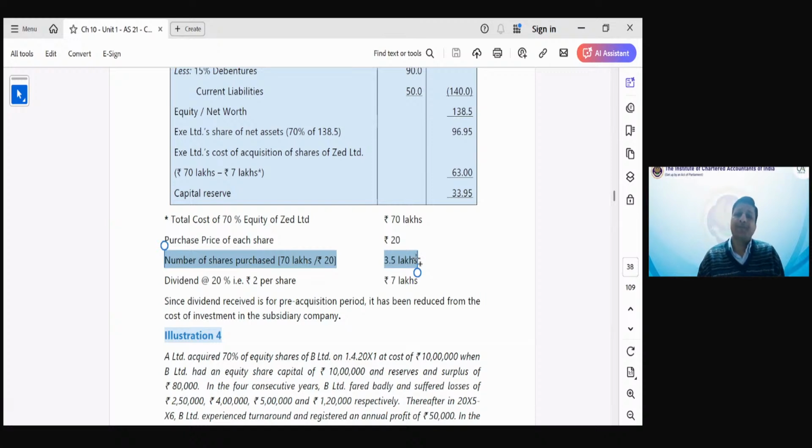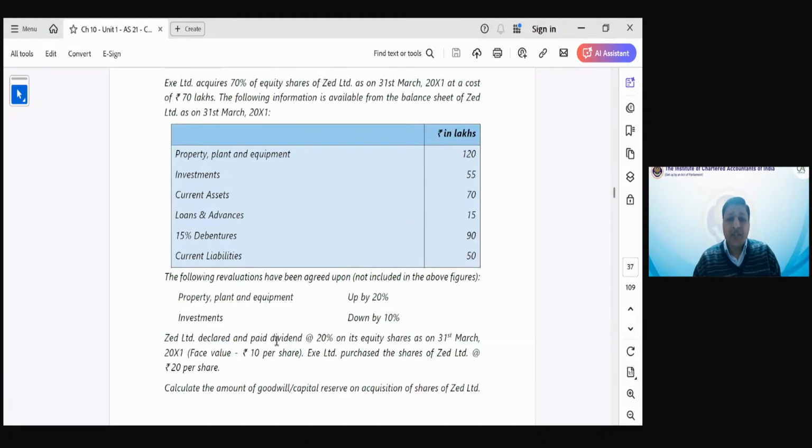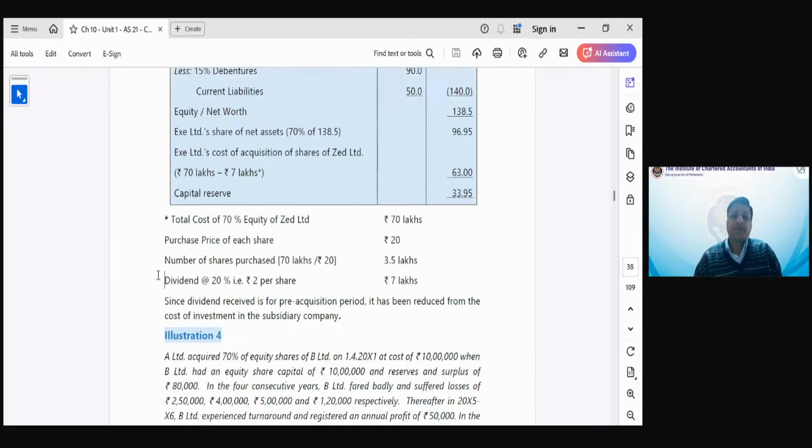Correct? Okay. Now, the dividend on each share is 20%, wherein the face value of each share is rupees 10. So what does it mean? For every share, a dividend of rupees 2 has been paid. If the face value is rupees 10 and dividend is paid at the rate of 20%, a dividend of rupees 2 per share has been paid. So if you calculate this dividend at the rate of 2 per share on 3.5 lakh shares, what do you get? 7 lakhs is the amount you will get.